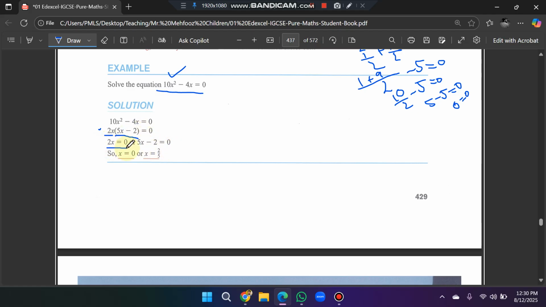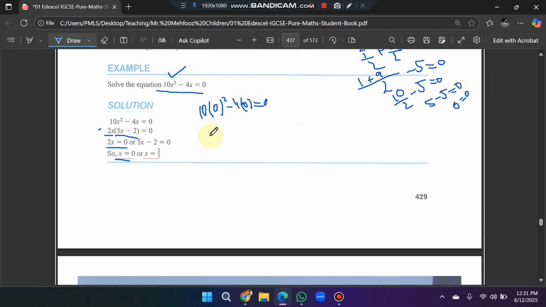So when we put 2x is equals to 0, your answer will be x is equals to 0. When we put 5x minus 2 is equals to 0, your answer will be x is equals to 2 over 5 by eliminating x. Now we have also two solutions, and we can check whether the solutions of this equation are true or not by putting the values. First of all, we have to put x is equals to 0. So when we put x is equals to 0, it will becomes 10 times 0 square minus 4 times 0 is equals to 0.